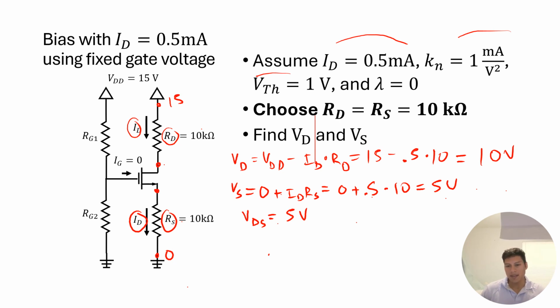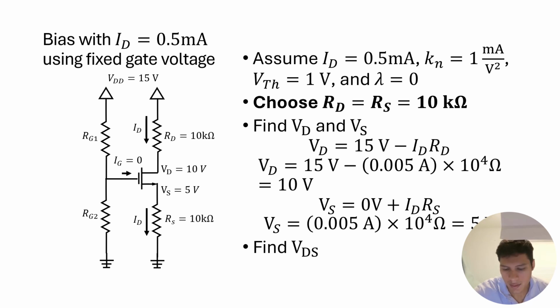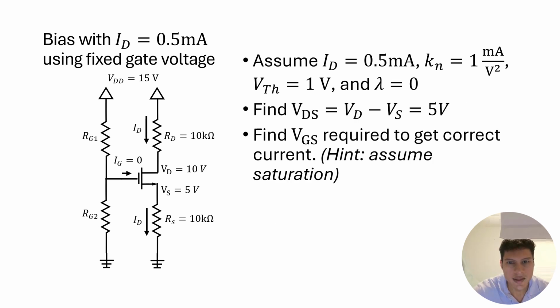Let's see what it asks us on the next slide. All right, so it asks us to find VDS. Well, we just found it. It was 5 volts. Here, I just go through the same math that I went through in the previous slide. So now let's look at our next question. Now it's asking us to find the VGS required to get the correct current.